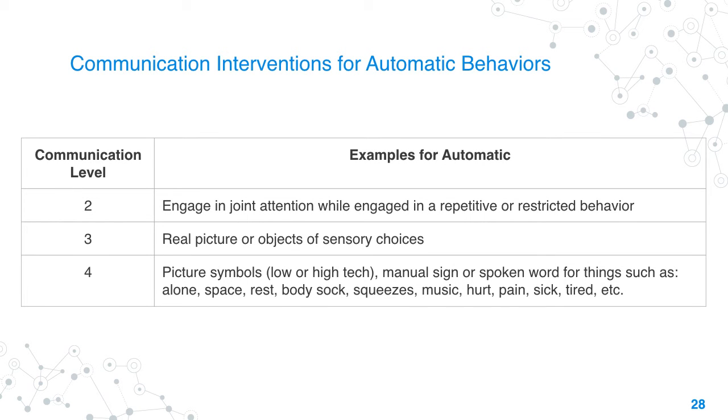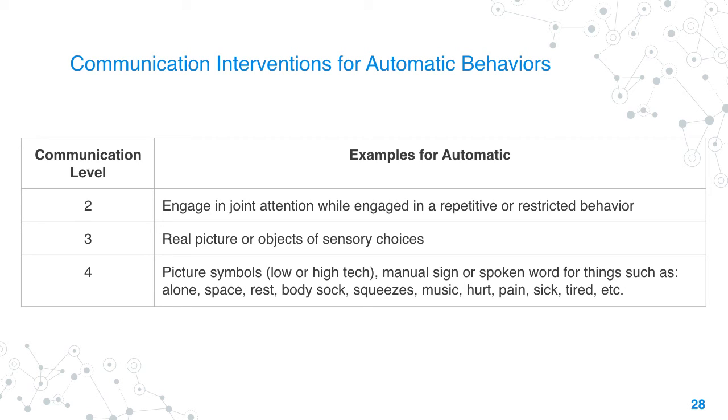The last area we're going to talk about is communication interventions for automatic behaviors. And replacing automatic behaviors with communication is definitely a tricky area, but I'm going to give you a few ideas about some things you can do at home. For example, at level 2, you can engage in joint attention while your child's engaging in a repetitive or restricted behavior. So if your child is spinning an object or watching a specific video over and over again, you can try to interject yourself and get some eye contact or joint attention going during those times.